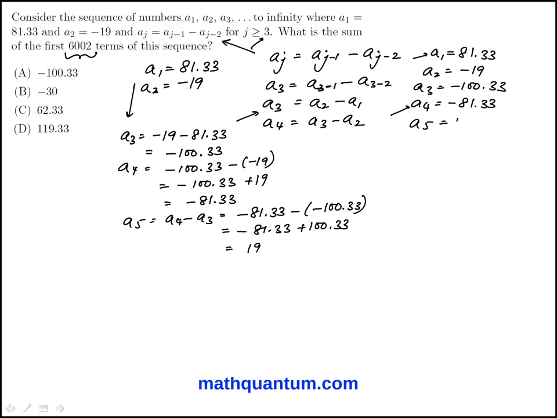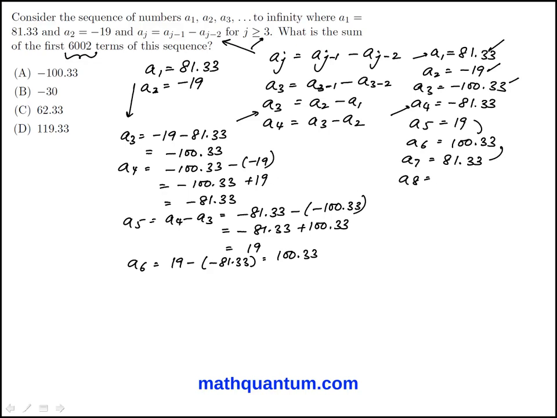So A5 is 19. A6 would be A5 minus 81.33. Again, they add up and you end up with 100.33. So A6 is 100.33. So you'll see the signs have flipped here. Now, if we go to A7, that would be the difference of these two. That's 81.33. And then it starts to repeat, because A8 would be this difference, which is minus 19. So the block that's repeating is this. So it's repeating in chunks of 6.